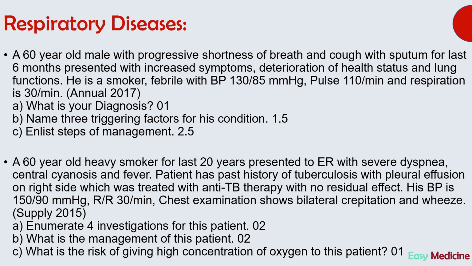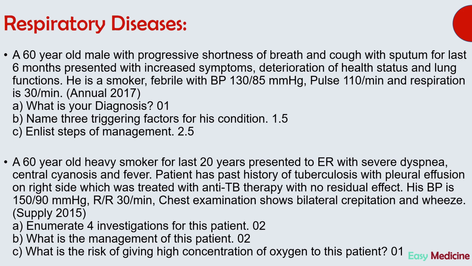The next question is, a 60-year-old heavy smoker for the last 20 years presented to the emergency room with severe dyspnea, central cyanosis, and fever. The patient has a past history of tuberculosis with pleural effusion on the right side, which was treated with anti-tuberculous therapy with no residual effect. His BP is 150/90. Respiratory rate is 30 per minute. Chest examination shows bilateral crepitations and wheeze. This question was in supplementary examinations of 2015.